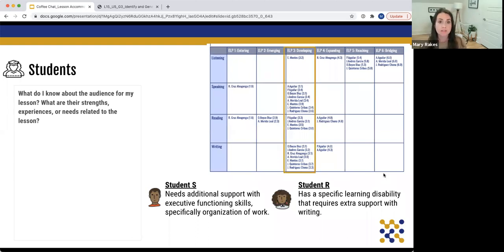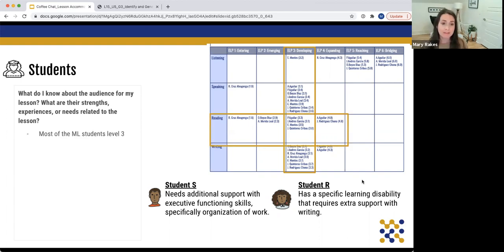So when I look at this, there's a few takeaways I have. First, I'm looking in this 3 column right here, level 3, that's where the majority of my students are. So when I'm thinking about appropriate supports and can-dos and performance definitions for WIDA, a lot of them are going to fall in that level 3 category.